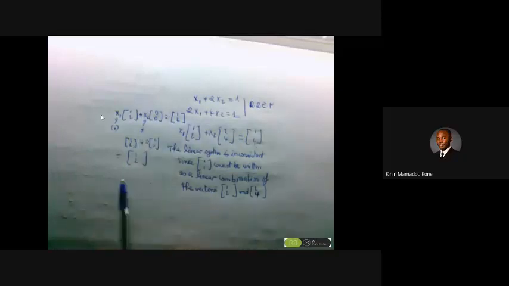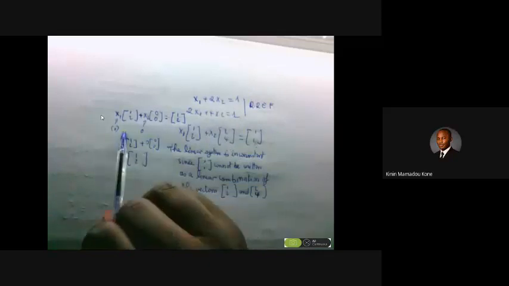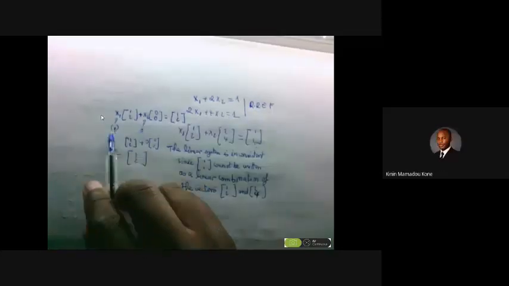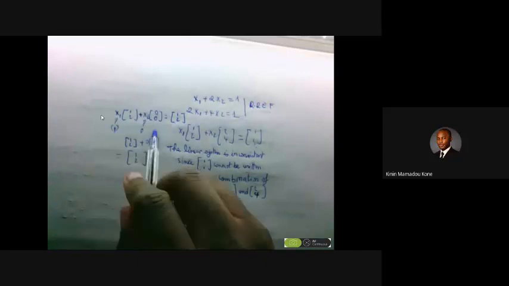So sometimes using row reduced echelon form is faster. Sometimes just by looking, by guessing, you can easily see that it's consistent, and then you move on. Okay, no problem. Thank you. So in this case, this linear system is inconsistent since (1, 1) cannot be written as a linear combination of the vectors (1, 2) and (2, 4).